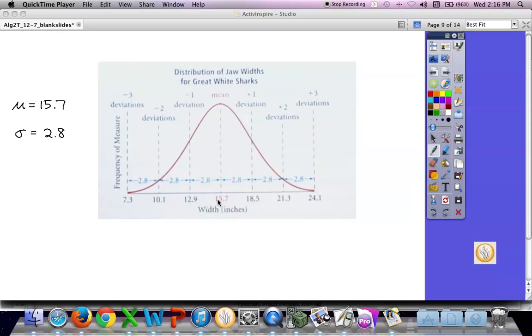Right? And then you're going to mark off increments of the standard deviation. So add 2.8 to 15.7, you get 18.5. Add it again, 21.3. Add it again, 24.1.